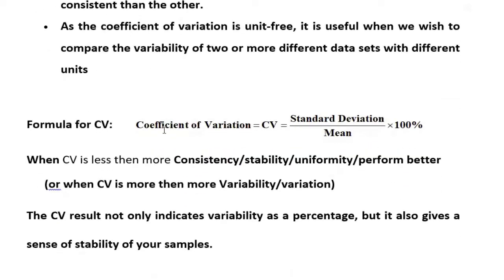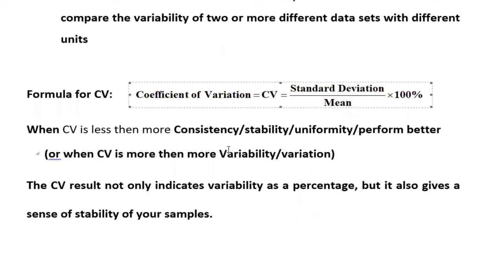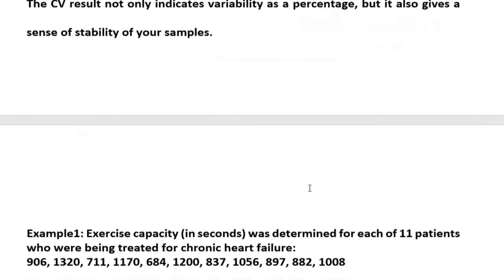So let's see the formula, a very simple formula. The coefficient of variation, denoted by CV, is the standard deviation divided by the mean, multiplied by 100, because it is denoted by percentage, and you will get the CV. I wrote it: a lower CV is more consistent, more stable, more uniform. And when CV is higher, there is more variation, more variability. We will do some practical examples so it will be clearer.